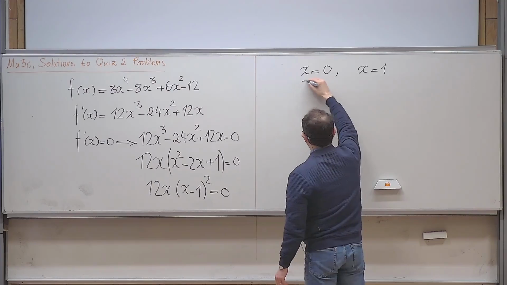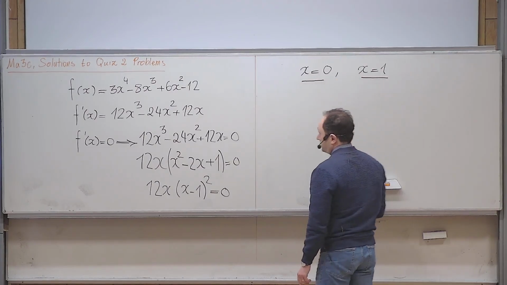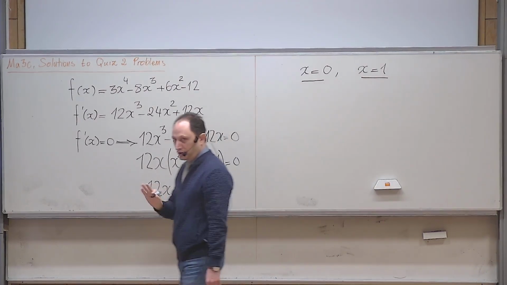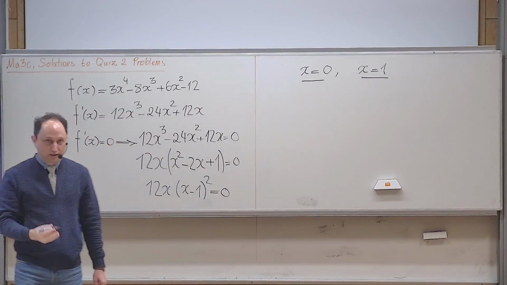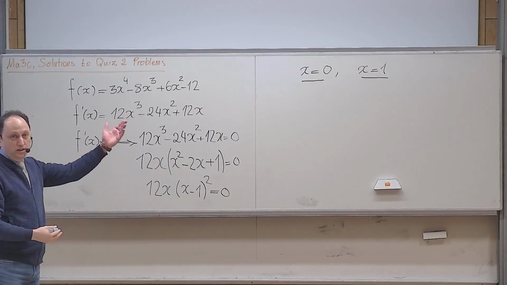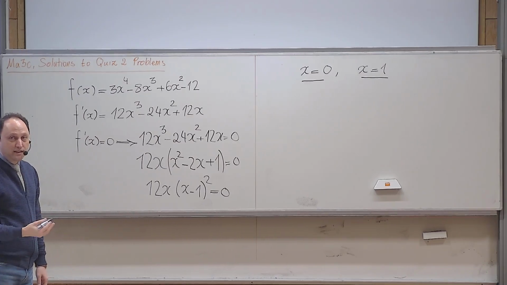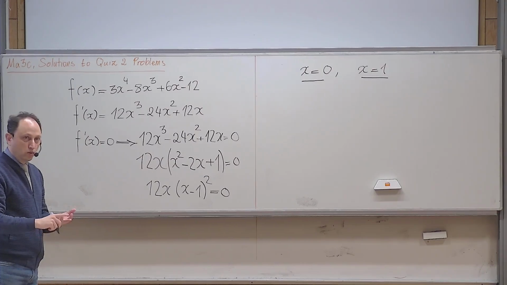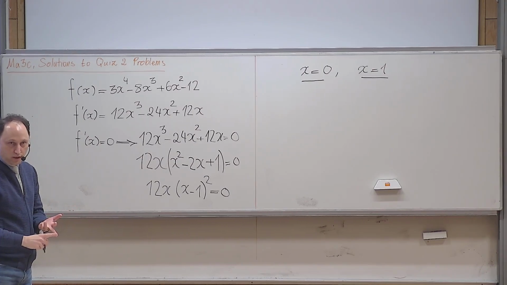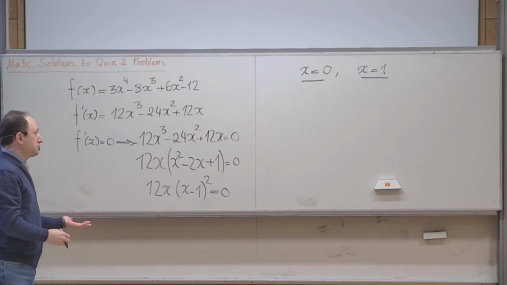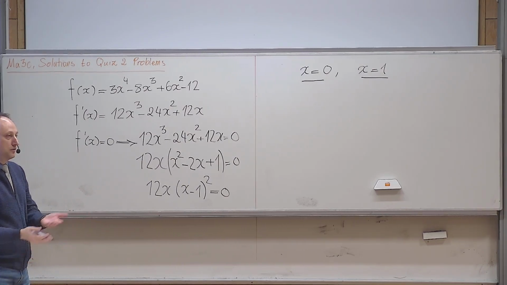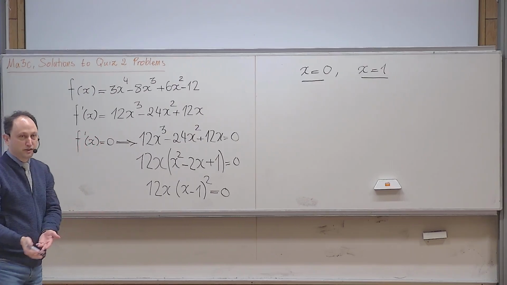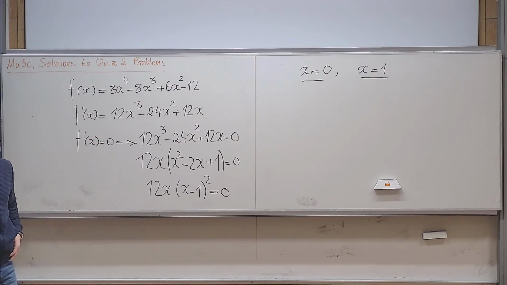So far, I'm just reviewing things. These are not part of the solution. I'm reviewing things so that you can remember. What are these? These are just candidates for local max, local min, or terrace point. Might be one of them is a terrace, one of them is max, one of them is min. We have to realize which one is which because we have to write this there.